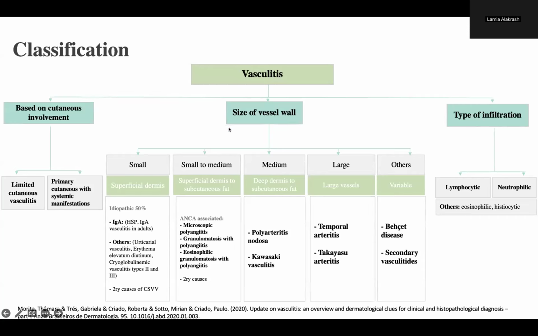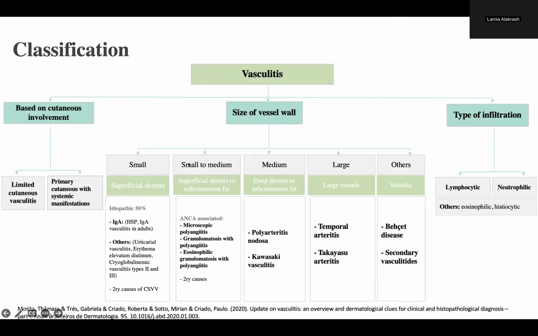So let's talk about this classification first. We have small vessel vasculitis, as we mentioned earlier. This is the most common type encountered by dermatology. It involves vessels in the superficial dermis. It can be idiopathic in 50% of patients. Other types include IgA vasculitis, urticarial vasculitis, erythema elevatum diutinum, or cryoglobulinemic vasculitis type 2 and 3, while type 1 is vasculopathy. Again, always rule out secondary causes like medication, infection, and malignancy, also autoimmune disorders as well.